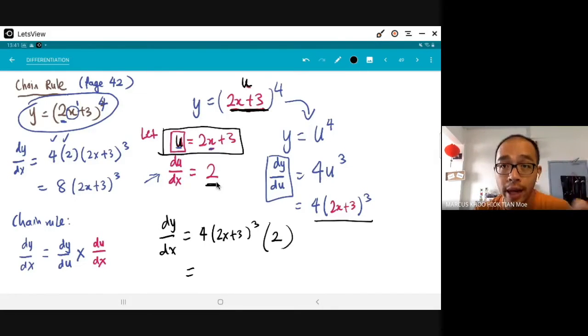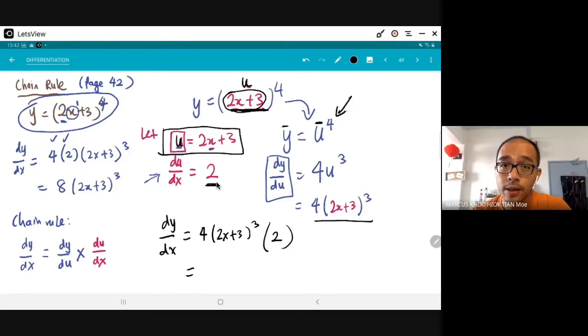But you still use the same rules that we learned last time. Take the number, power minus 1, and so on. And then on the other side, if I substitute u for all of this, I will get y equals u to the power of 4. Since this equation only has the letters y and u, the differentiation will be called dy du.